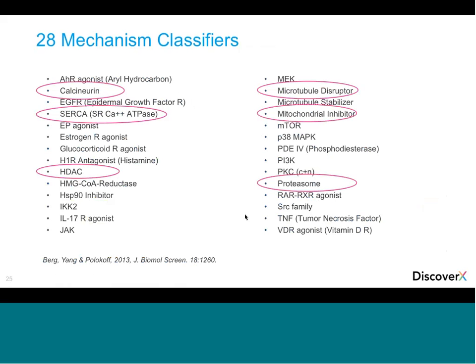Calcineurin is immunosuppressant, microtubule disruptor, mitochondrial inhibitors, et cetera, and even many of the other ones also have known either efficacy or safety issues associated with them. And do keep in mind that each one of these can, depending on the clinical indication, be an efficacy mechanism or a safety mechanism. Cancer drugs, microtubule disruptors are certainly good cancer drugs, so we have to keep that in mind.